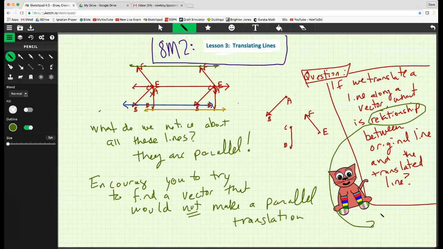The relationship is the lines are parallel. That's the key learning. Now, with one exception, and let's do that one right now.